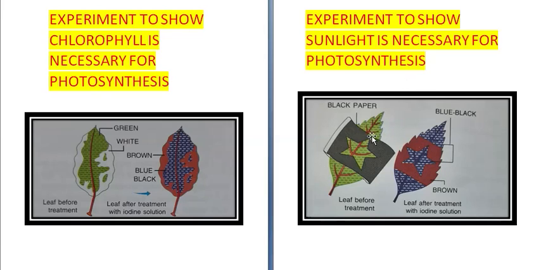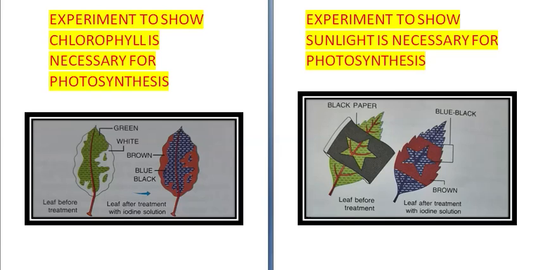Those parts which were uncovered by black paper will also be blue-black, showing the presence of starch. So those regions which are blue-black all contain starch, and the region which is showing brown color does not contain starch. So this shows that sunlight is necessary for photosynthesis, because brown color is seen only in the area which was covered with black paper, which could not get sunlight.